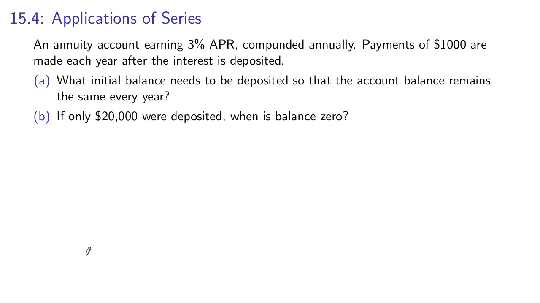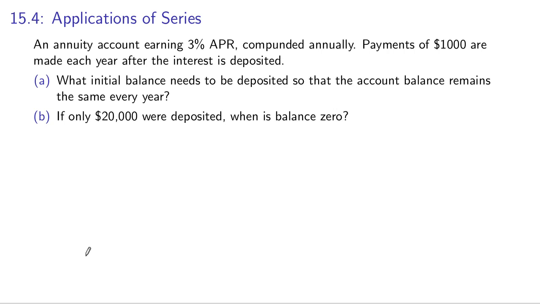An annuity account earning 3% APR, which means annual percentage rate, is compounded annually. Payments of $1,000, which means withdrawals from the account, are made each year after the interest is deposited. So an annuity is a kind of investment you put money into, and then you get a payment every year. That's why it's called annuity, because you get something out of it every year.